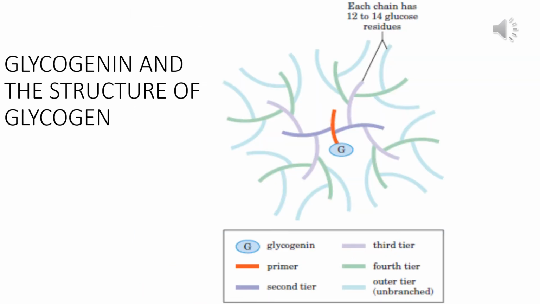The synthesis of a new glycogen granule begins from a protein primer molecule called glycogenin. So glycogenin is a protein. Protein is made up of amino acids. One of the important amino acids in this glycogenin is tyrosine. To this tyrosine residue, the first glucose is added.